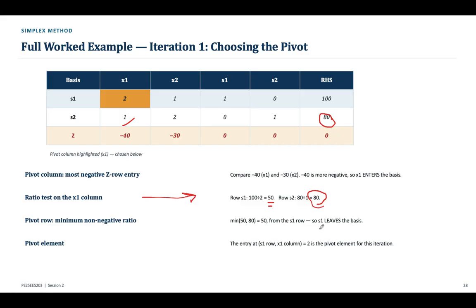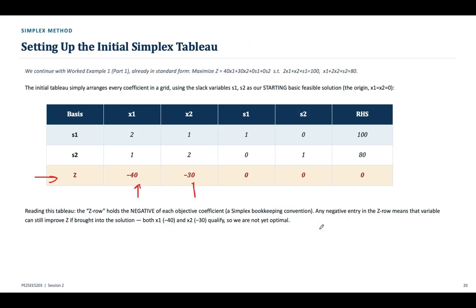It is 2. So let us interpret this geometrically. We started at the origin. We are trying to increase x1 because it improves the profit most strongly. The first resource constraint becomes fully used after x1 reaches 50 and x2 remains at 0. Therefore, we cannot move any further in that direction while remaining feasible. This is why S1 leaves the basis. So the arithmetic of the ratio test is telling us exactly what the graph told us. We are moving from the origin towards the corner at 50, 0.